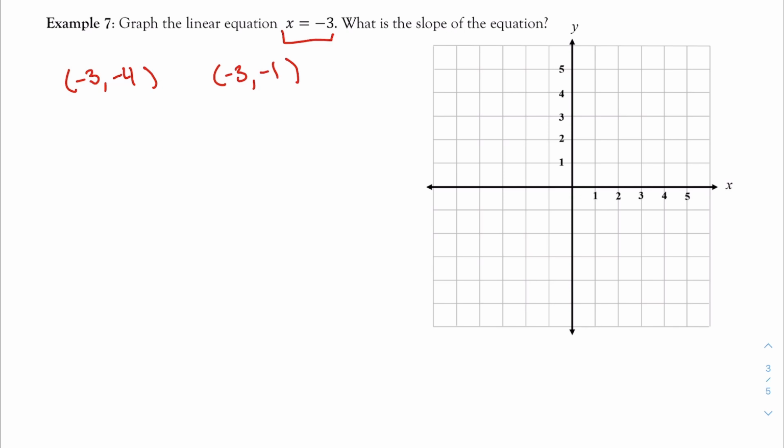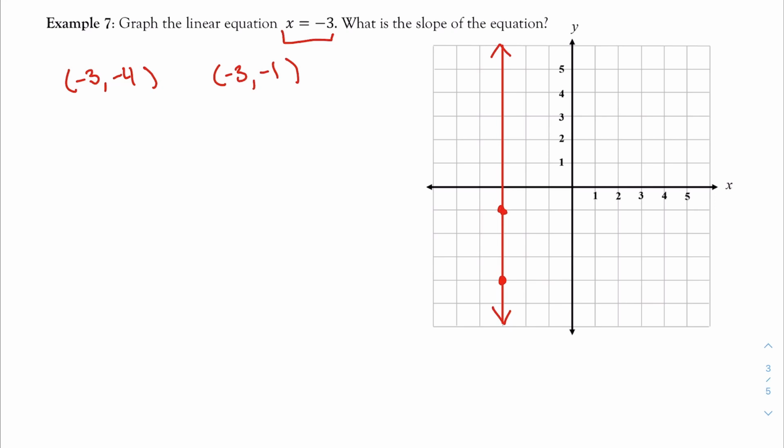That's negative 3 to the left and 4 units down, giving me something along here. My second point, negative 3, comma negative 1, is 3 units to the left, 1 unit down. Now if I connect my 2 dots and extend the line, I end up with something that looks like, not just looks like, is exactly a vertical line. So this tells me if I have x is equal to a plain number, no y's, then my graph must be a vertical line. But what's the slope of this equation?